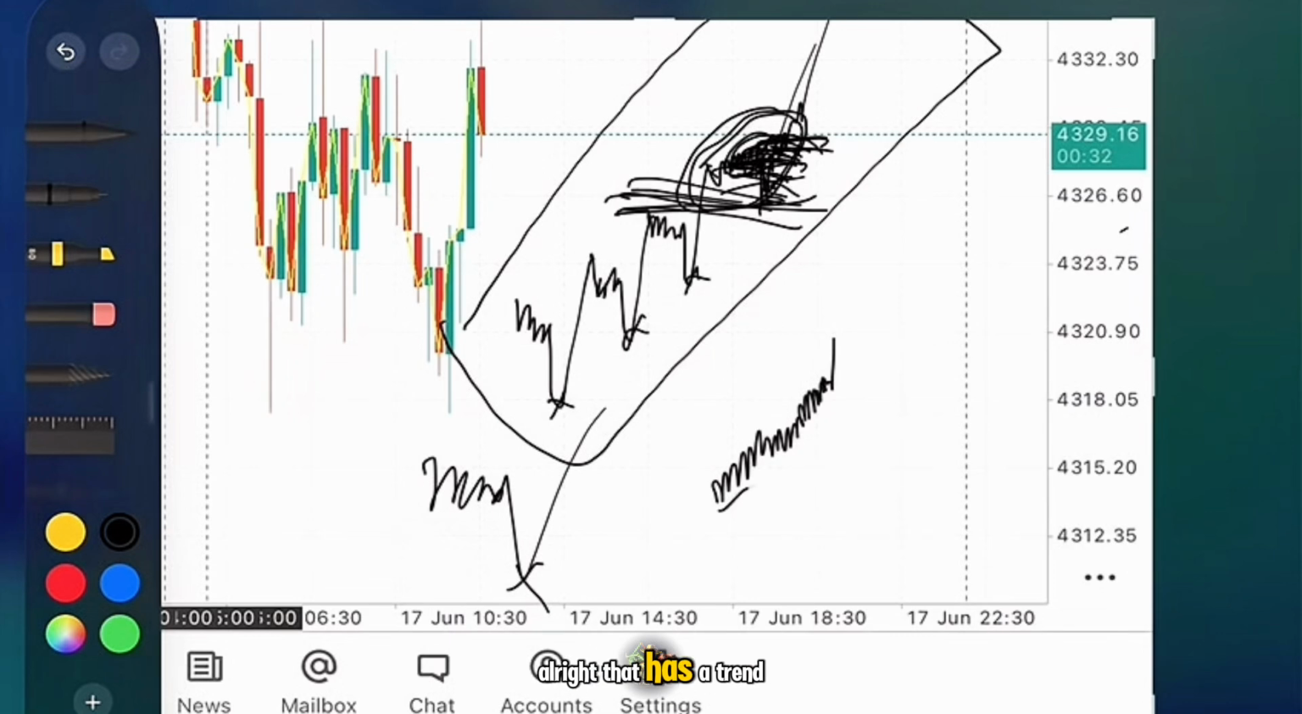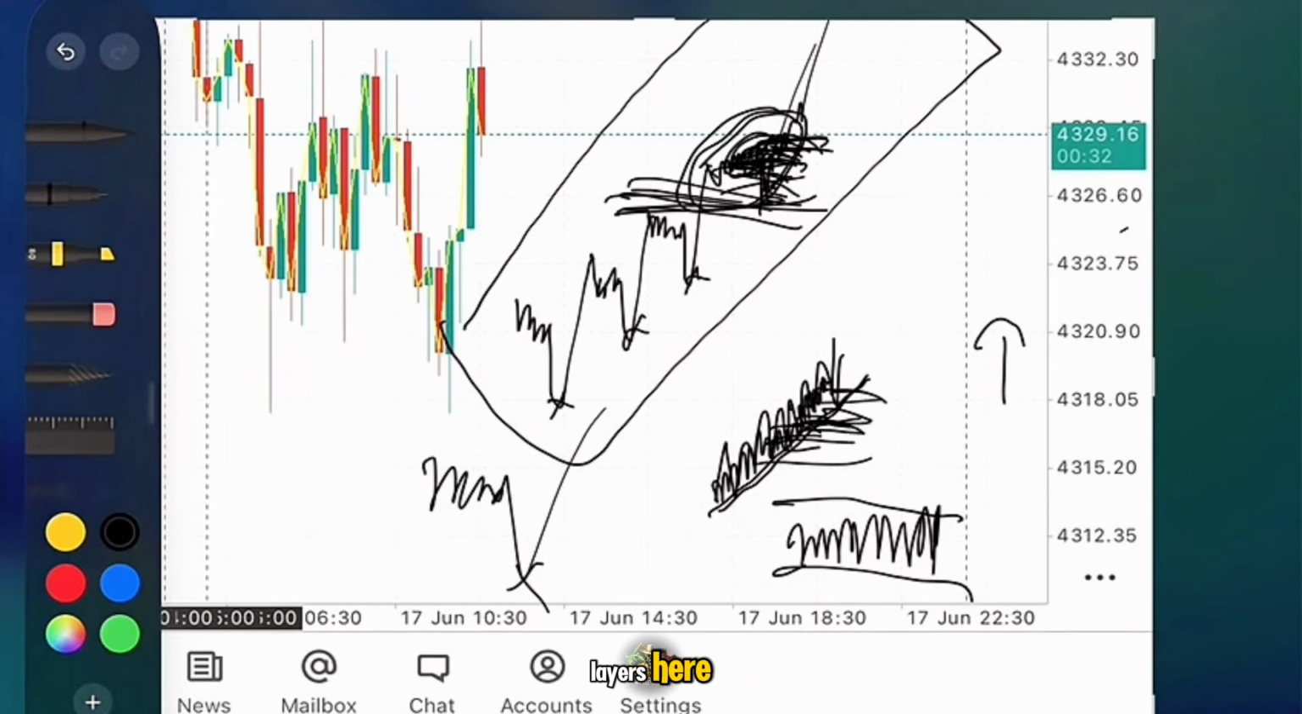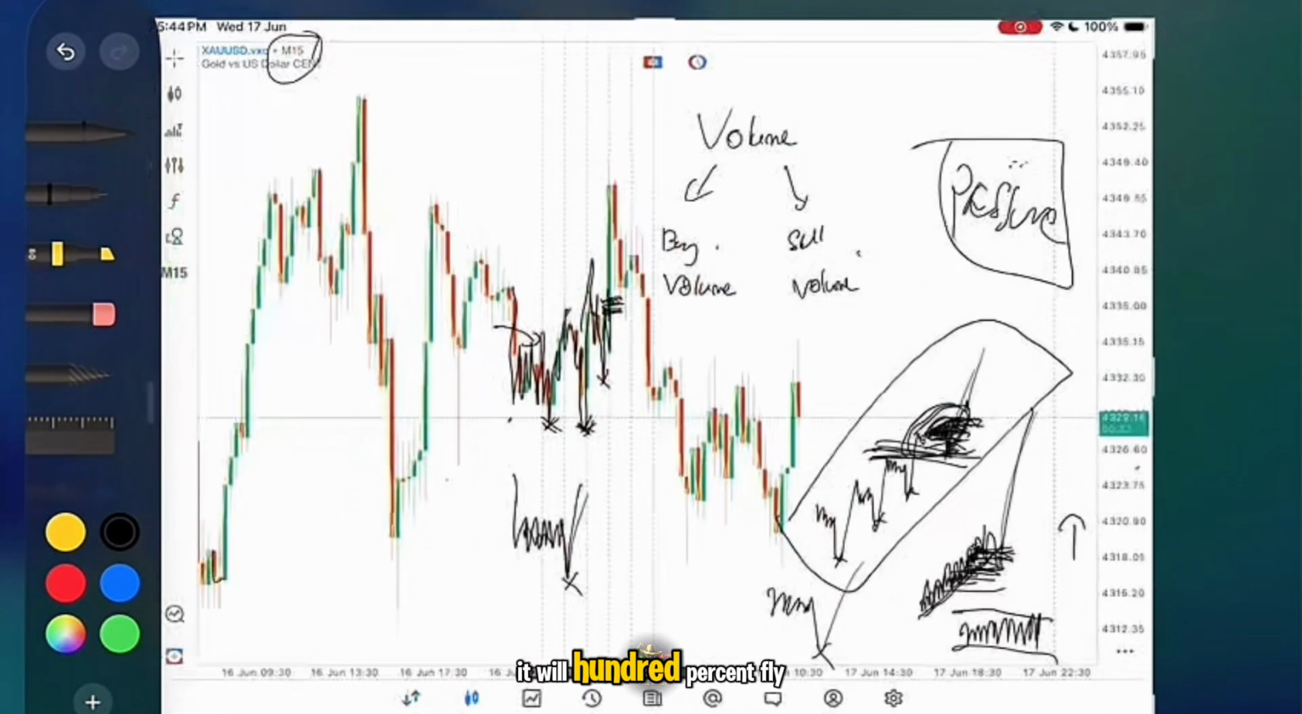Alright? That has a trend. This is a compression that has no trend, which is what we call a sideways consolidation. Alright? Choppy market. But if there is a compression that has a trend, as you can see, it's just going up. This indicates the price is going to go up. So you can enter around this area here. Let's say you put your layers here. Once price goes here, boom, it will 100% fly.